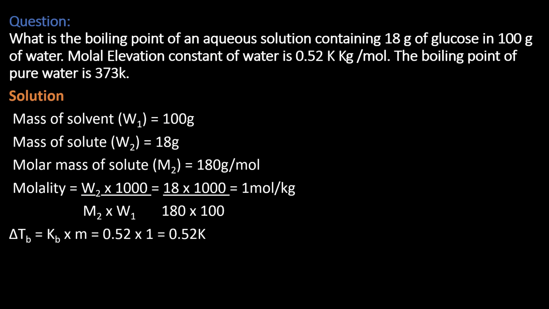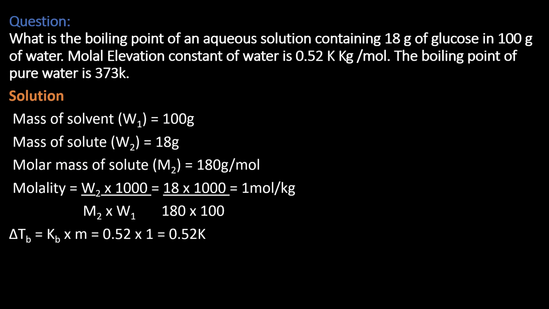Now delta TB is equal to Kb into M. Before calculating the boiling point, you have to calculate delta TB first, the difference, which is what we have to calculate. So delta TB is equal to Kb into M. Kb is 0.52, and the molality we have calculated is 1, so that is equal to 0.52.